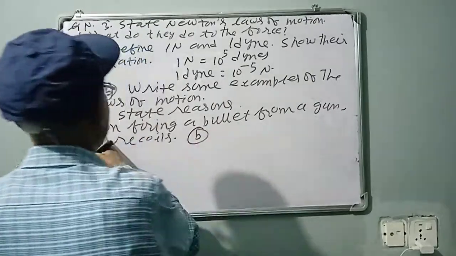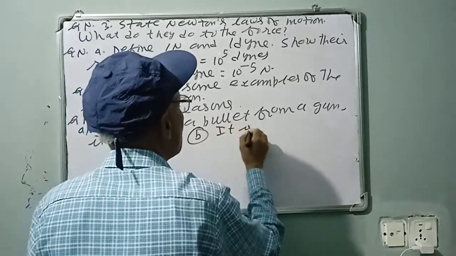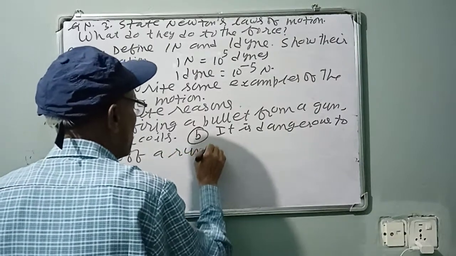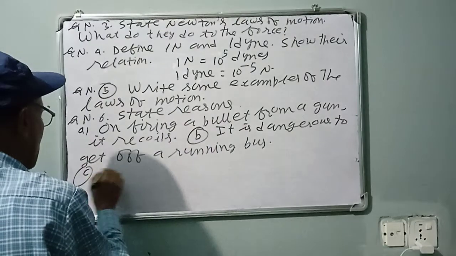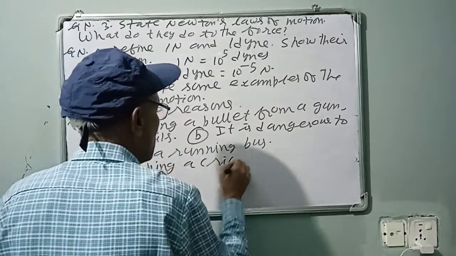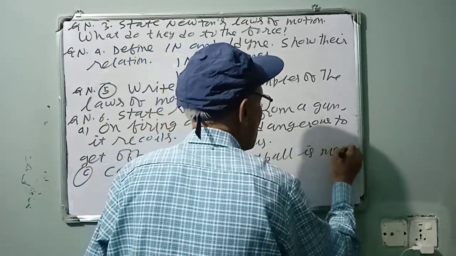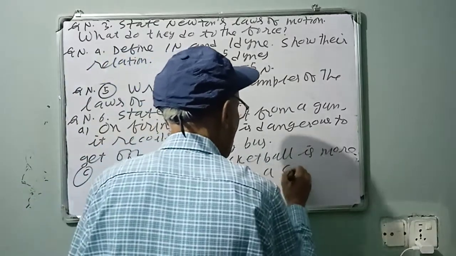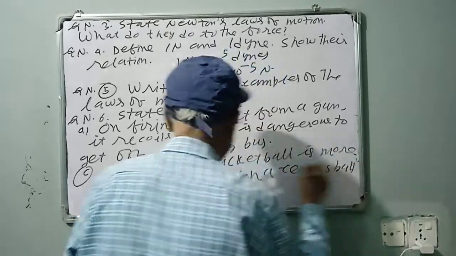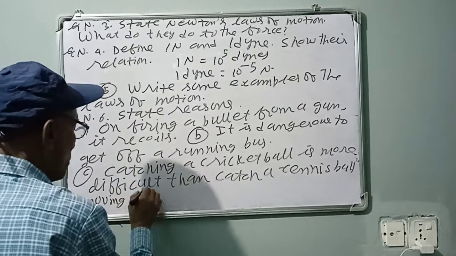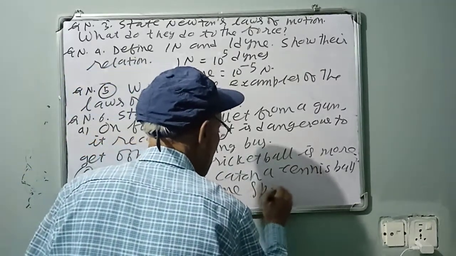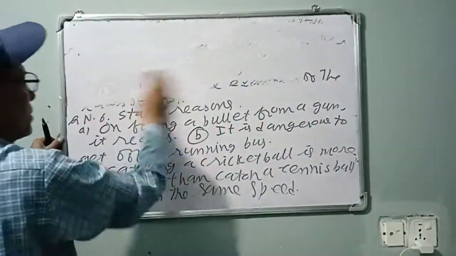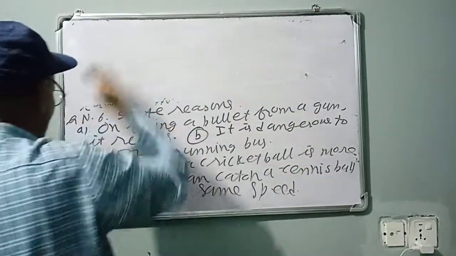See, another, this is the third law. It is dangerous to get off a running bus. See, catching a cricket ball is more difficult than catching a tennis ball moving with the same speed. You have to state the scientific reasons. Question number 6, 6C, D.